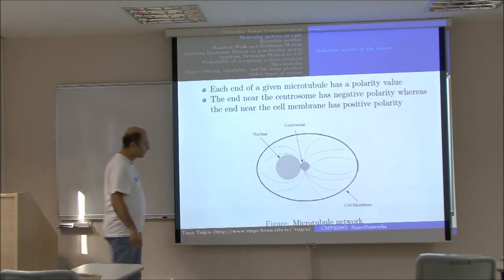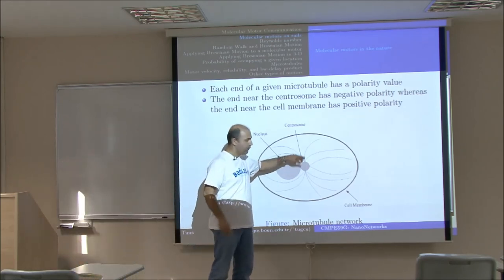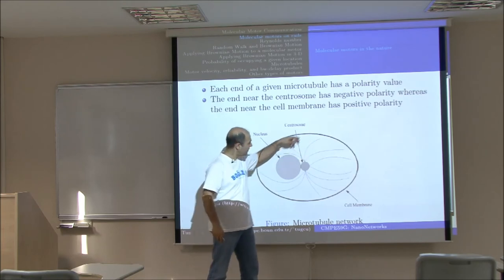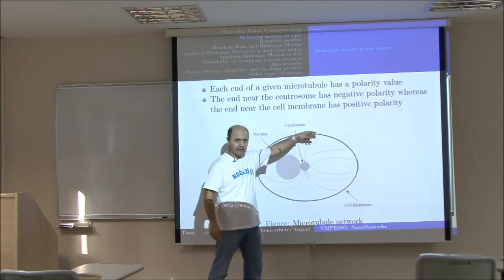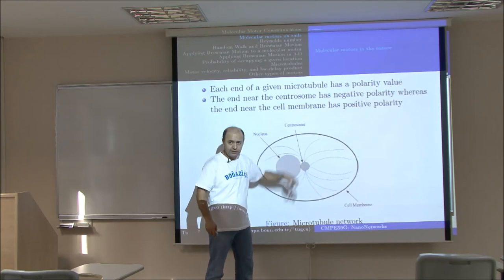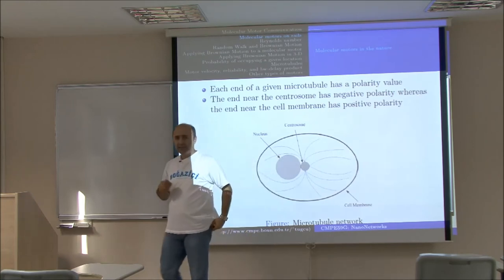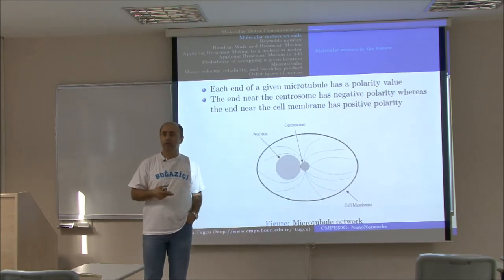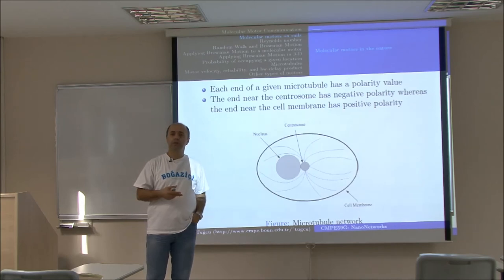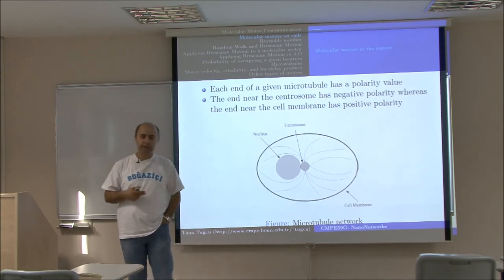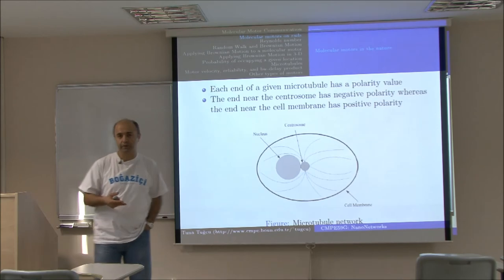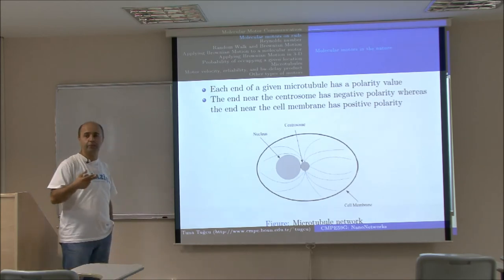As you said, these have polarities. It's positive towards the cell membrane and negative on this side. Actually, that's how the motor knows which way to go. The electrical polarity tells the motor which way to go. It's going towards one of the polarities.